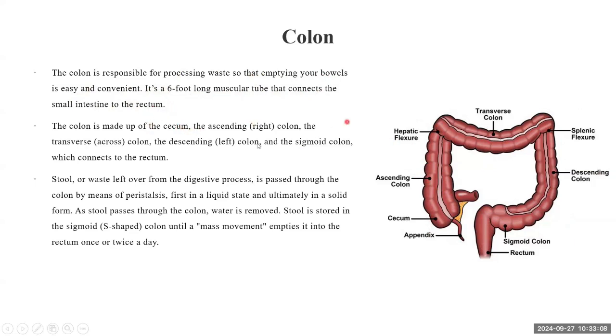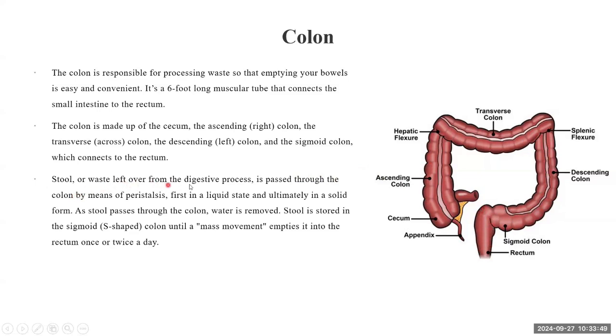It's made up of the cecum. This part is called cecum. The next part is the ascending colon right here, and next is the transverse colon, and the next part is called the descending colon, which is on the left side of the abdomen or belly. Next comes the sigmoid colon, which stores the waste for a while, until it is conveniently excreted. So the sigmoid colon drains into the rectum, which organizes the stool or waste product into the last part of the tract, and then it is eventually excreted.